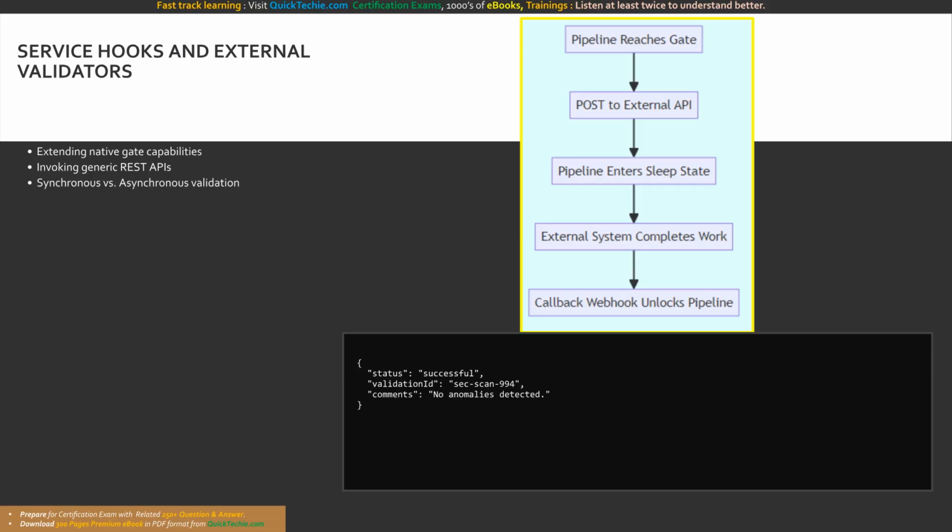compliance reviews. This is a representative JSON payload that an external, asynchronous security validator would post back via a webhook to the Azure pipeline to officially satisfy and unlock a waiting release gate. The asynchronous gate architecture. The pipeline posts a request and enters a sleep state. Upon completion, the external system sends a callback webhook that seamlessly unlocks the pipeline for continuation.